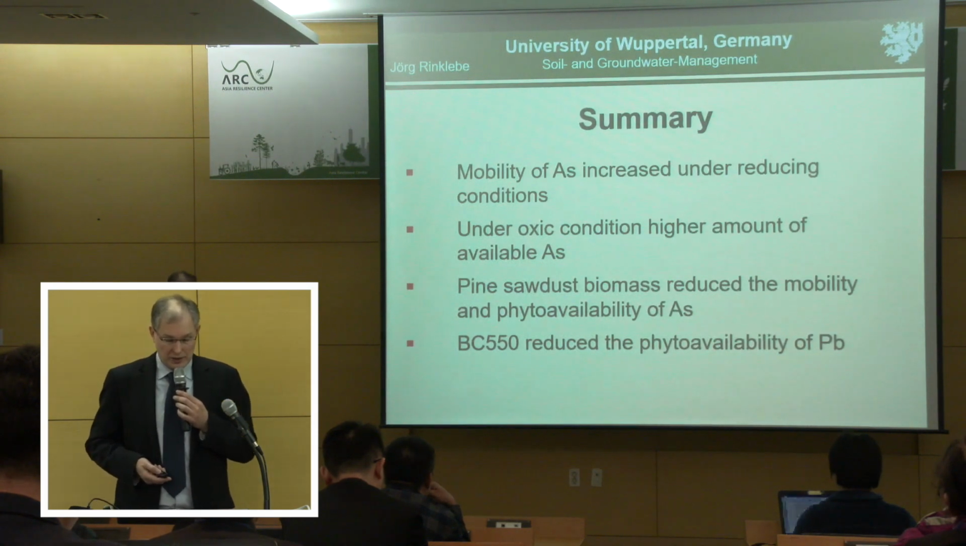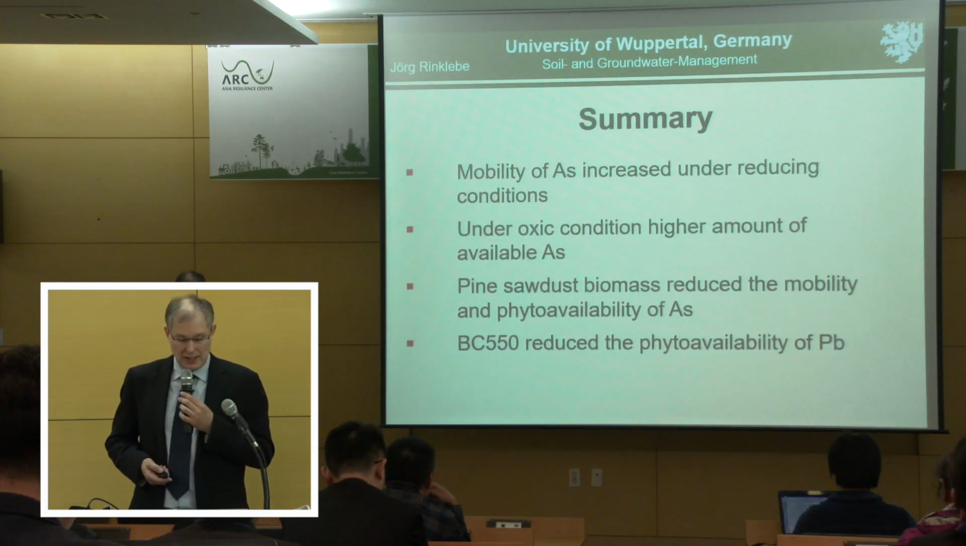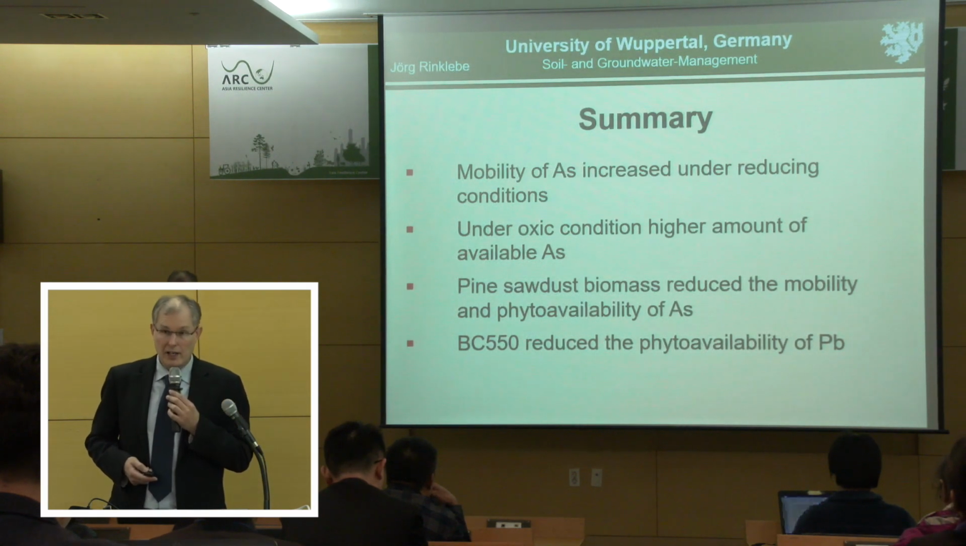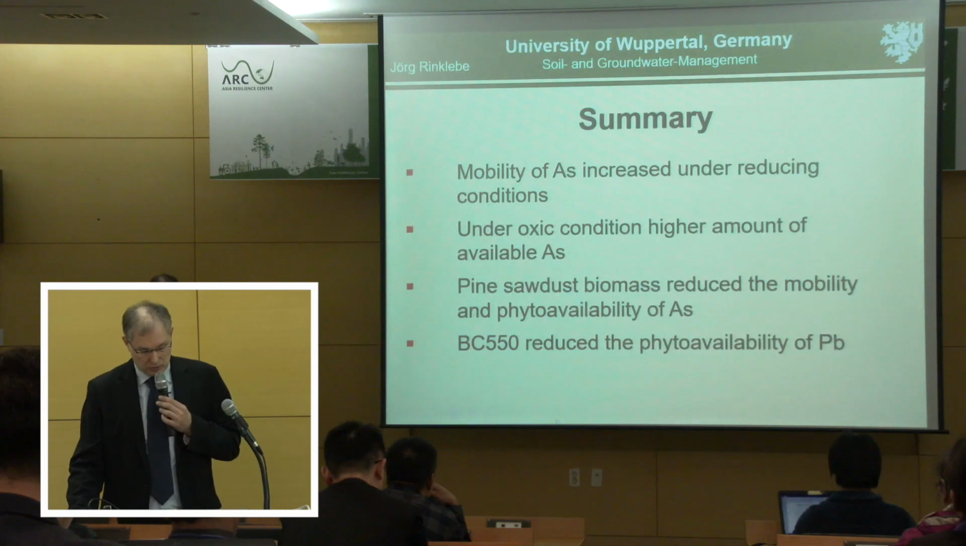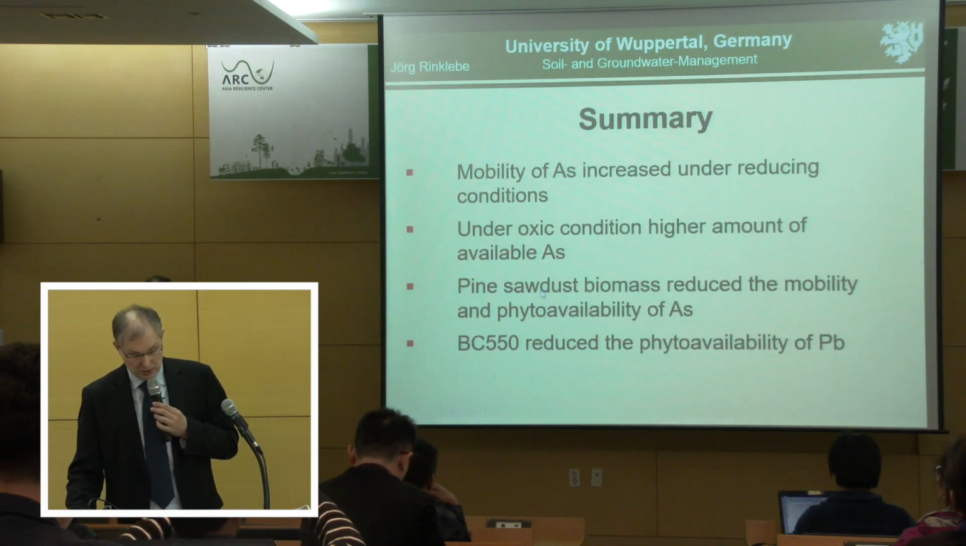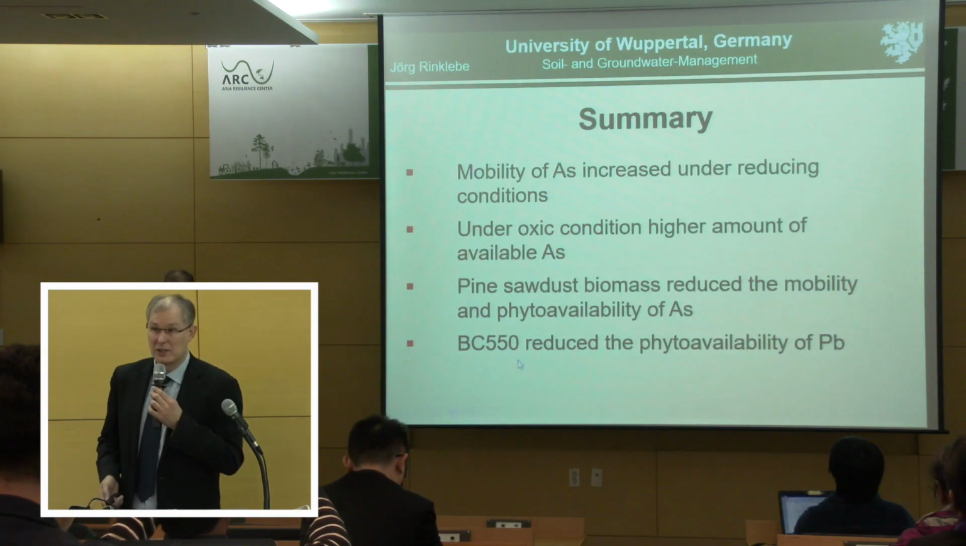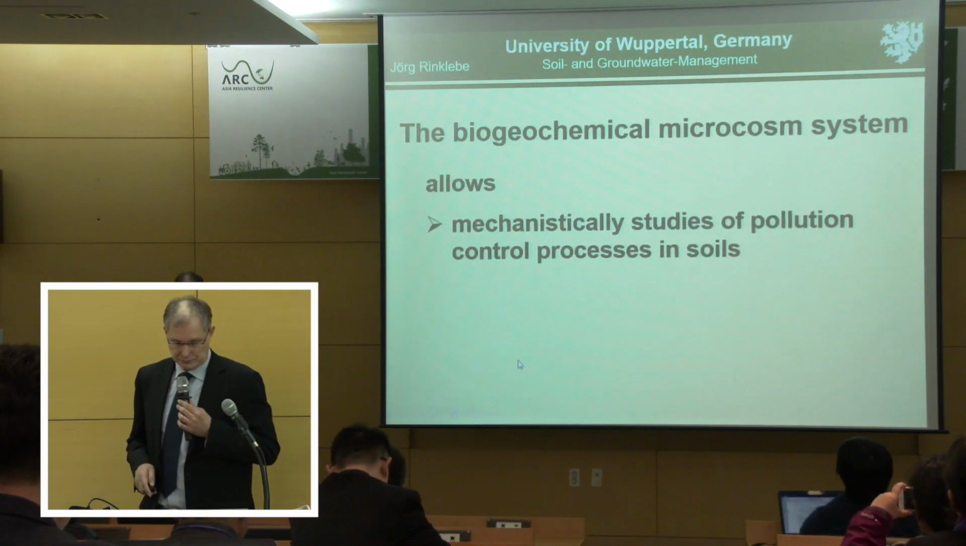That means the mobility of arsenic increased under reducing conditions. Under oxic conditions, we have a higher amount of available arsenic, and the pine salt biomass reduced the mobility and phytoavailability of arsenic, and the biochar produced at 550 degrees reduced the phytoavailability of lead.